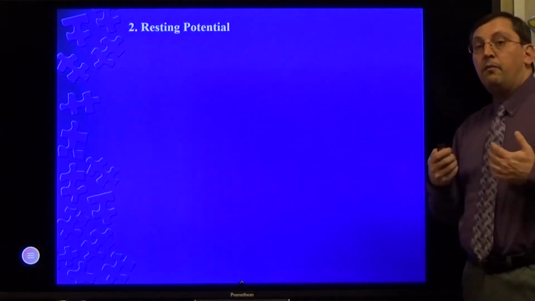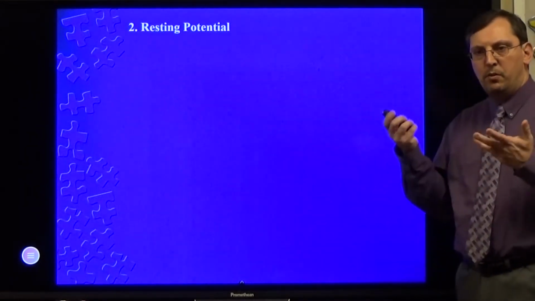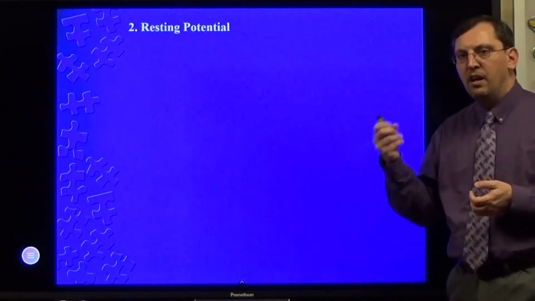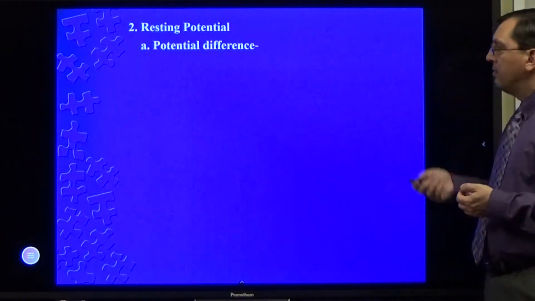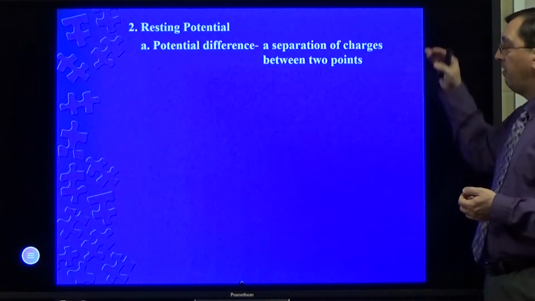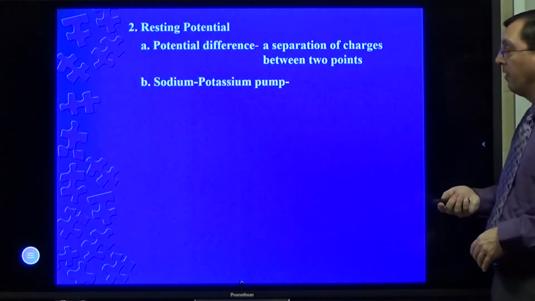So you start out just like in physics, with resting potential, the ability to do something. So you have to have a difference between them. It's ready to go. The energy's sitting there, it's like a spring, it's coiled, it's ready to go. It just needs something to trigger it. So you're going to have potential difference, in this case a separation of charge between two points, inside and outside the cell membrane.